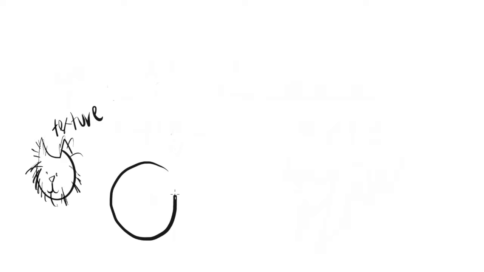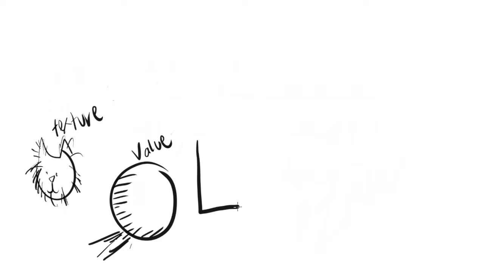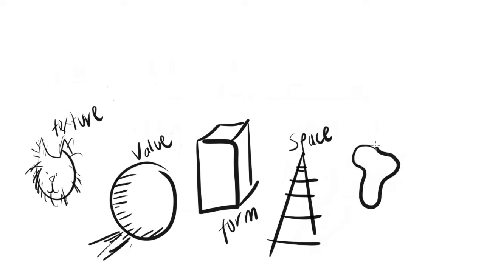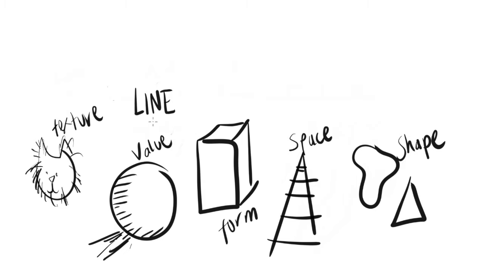Lines play an important part in all of the elements of art. Lines can show texture, like a hairy cat. Lines can be used in hatching to show value. Lines also play an important role in creating form and three-dimensionality. And they can also be used to render linear perspective in space. Another example is lines using the outlines to create the shape.